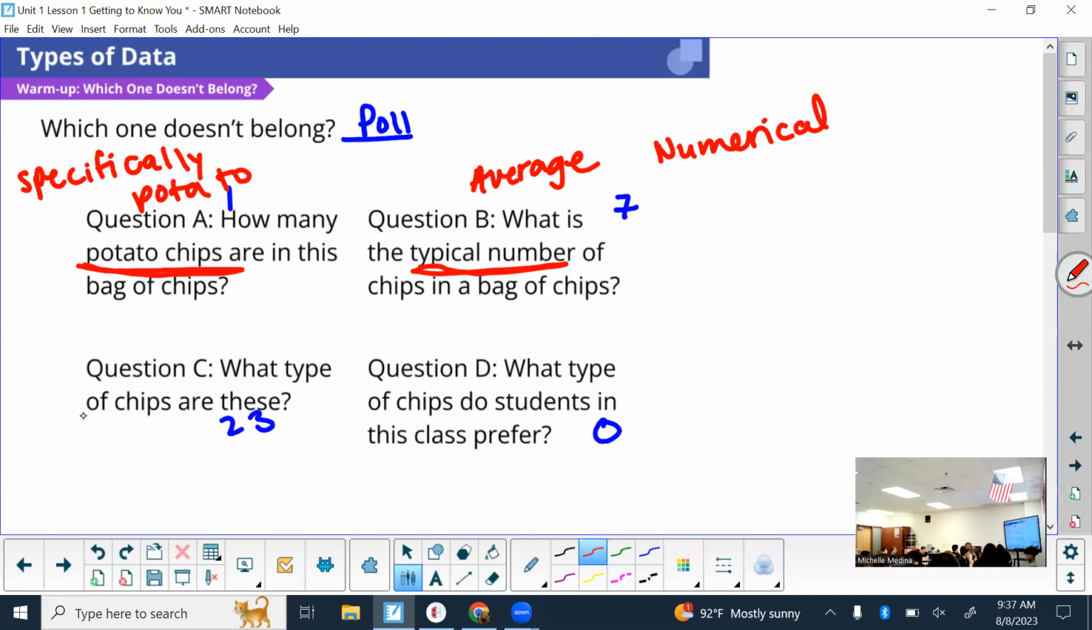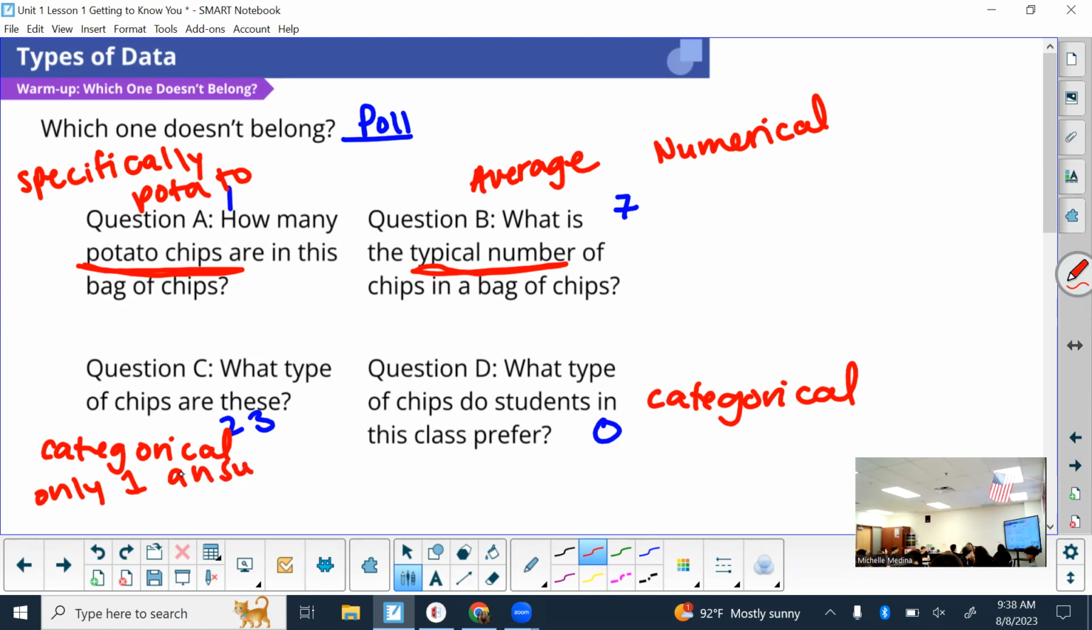Opposite of numerical. So a word, or in other words, a category. So we could say that this is categorical. We could also say that D is categorical, but what's the difference between the two? What type of chips are these? How many different answers should I expect for that? One. So categorical and only one answer. That's why C is different. Should I expect a variety of answers from question D? What type of chips do you prefer? So yes, multiple answers. That's what differentiates these.